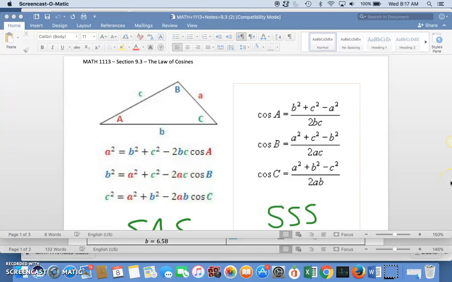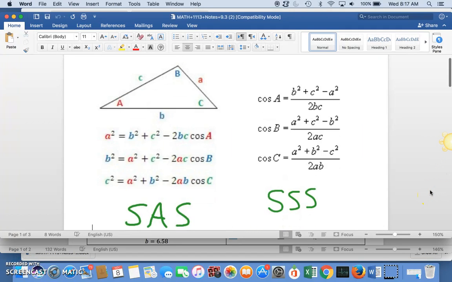Okay, before we actually get started into the problems, let's look at the law of cosines here. There are two situations that you can have with your triangles where you would have to use it. One is side, angle, side, which is two sides with the included angle, and the other is side, side, side. And these are all the same little formula, just different versions. If you're looking for a side, you would use these.